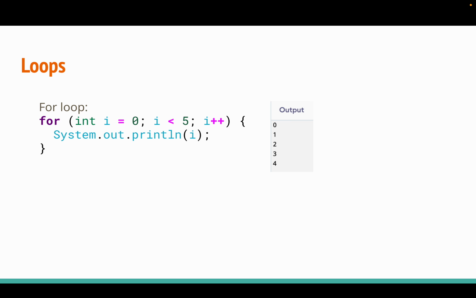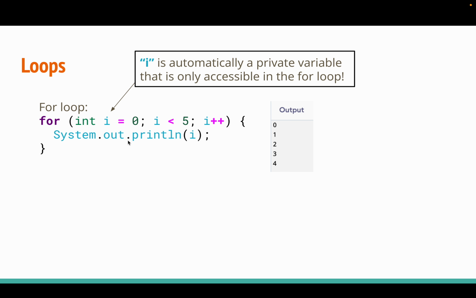You're just adding 1. And then inside this loop, every single time it goes through, it's going to print out i. So the output would be 0, 1, 2, 3, 4. And then once i is 5, it's going to see, oh, i is no longer less than 5, so we're going to skip out of this loop. And i is automatically a private variable that's only accessible in the for loop.